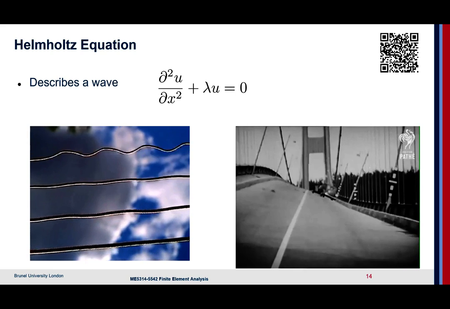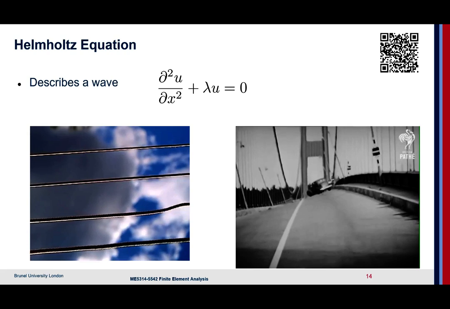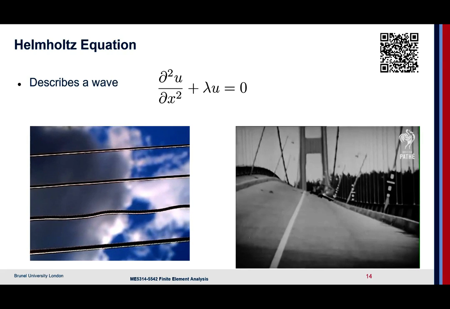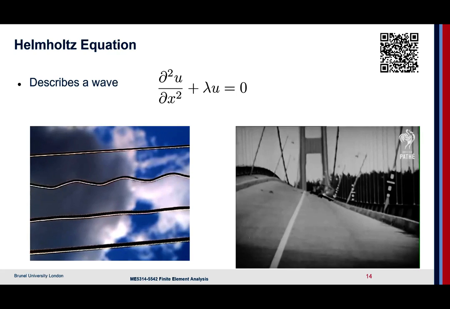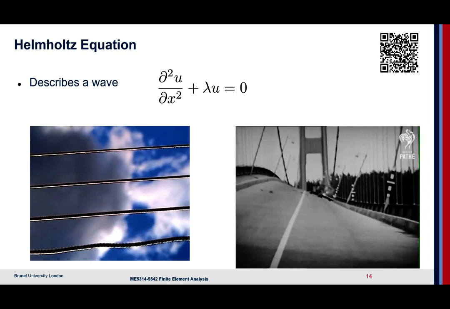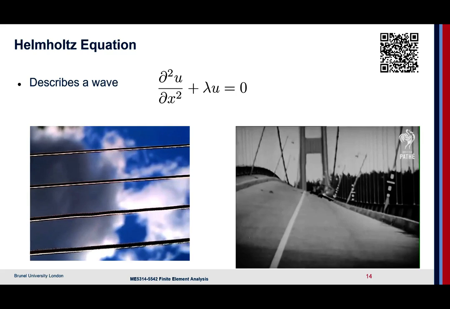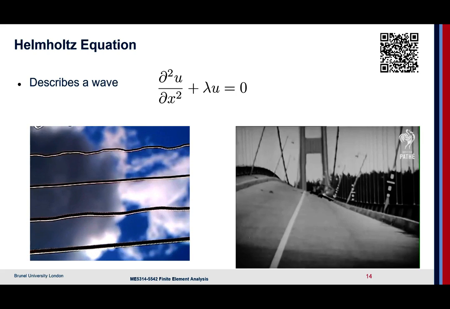So you can see that these are kind of sines and cosines on the left-hand side. And in a guitar, depending on the frequency of vibration, you get different standing wave solutions. So what you can see here, hopefully, is that the solution to this equation does give you something that physically represents something you see in reality.